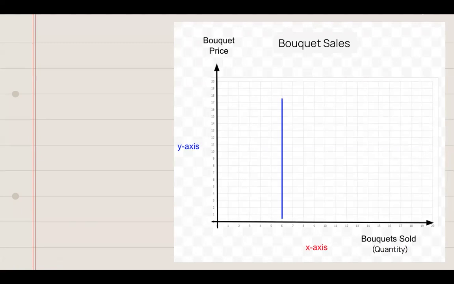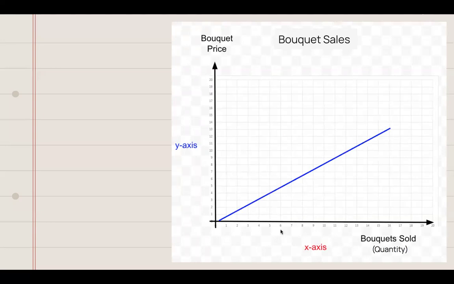But what would a vertical line mean? A vertical line would basically mean that no matter what price you charge, you always sell the same number of bouquets. Now that doesn't really make sense, right? If you charged $17 for a bouquet versus $3 for a bouquet, you probably wouldn't sell the same quantity. You probably wouldn't always sell 6.